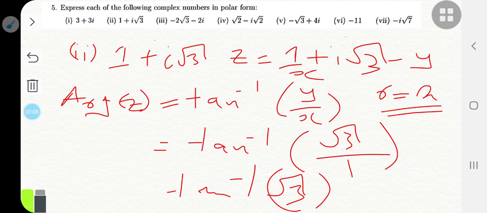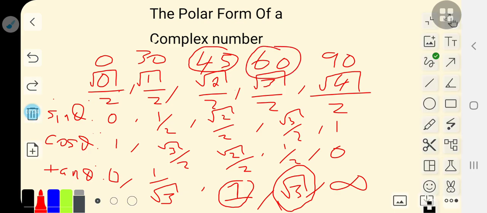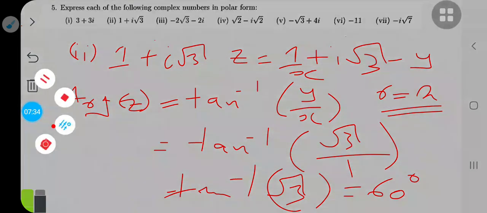So we go back to the table. What is the tan inverse of the square root of 3? Let's check on our table. If you go back, the tan inverse of the square root of 3 is here, and our angle is just 60 degrees. So we have found our angle to be 60 degrees. Now let's prove whether this is the correct angle you're supposed to use.